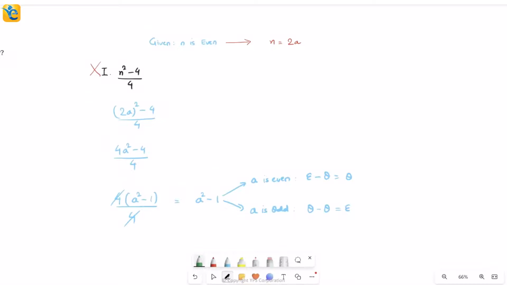There's another way you can think about this also. Look at this. If I just simply split this as n squared by 4 minus 1, because that's 4 by 4, I simply have to see the even odd nature of n squared by 4, because I know 1 is definitely odd. Now I know n is even, so n squared is also even.